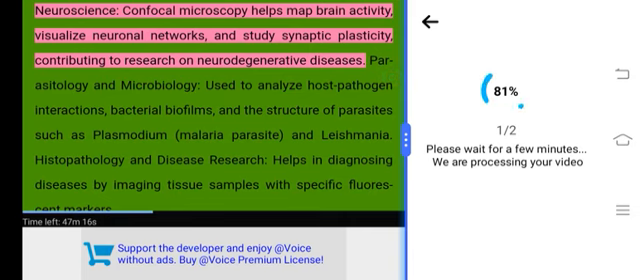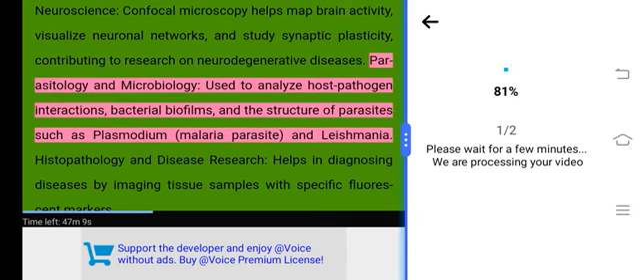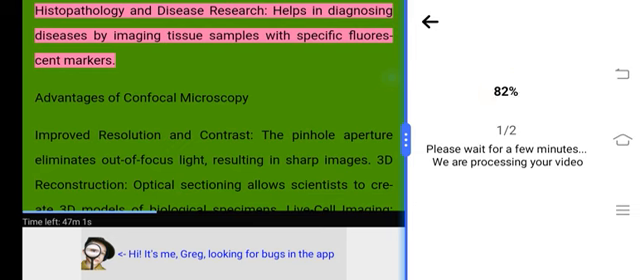Neuroscience. Confocal microscopy helps map brain activity, visualize neuronal networks, and study synaptic plasticity, contributing to research on neurodegenerative diseases. Parasitology and microbiology, used to analyze host-pathogen interactions, bacterial biofilms, and the structure of parasites such as Plasmodium, the malaria parasite, and Leishmania. Histopathology and disease research, helps in diagnosing diseases by imaging tissue samples with specific fluorescent markers.